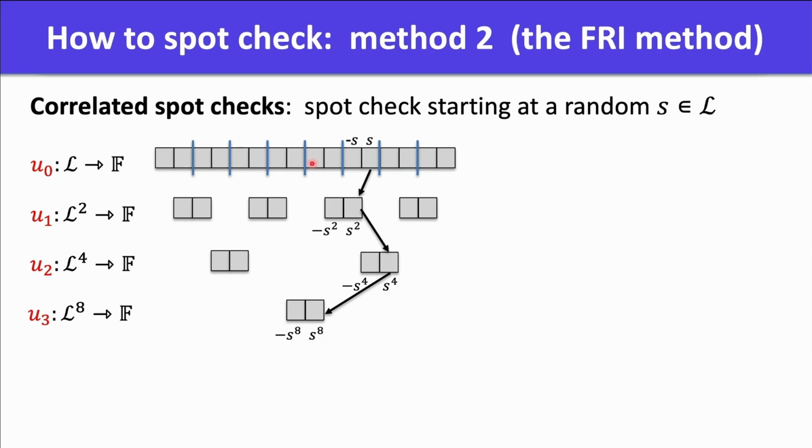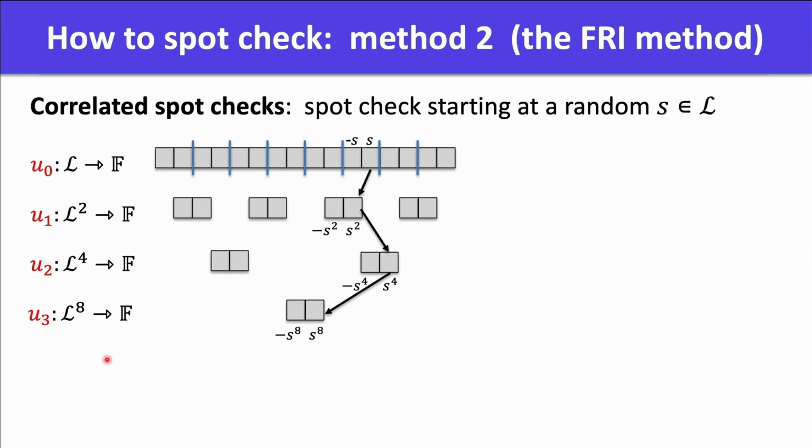Rather than choosing random spot checks at every iteration, it just chooses a single random value in L and then uses this single value for all the spot checks throughout the iterations. And if it needs to do 2 spot checks, it will do this process twice. It will choose S1 at random in L, and then it will choose S2 at random in L, and then square S1 over and over again, square S2 over and over again, and do these correlated checks across the iterations.